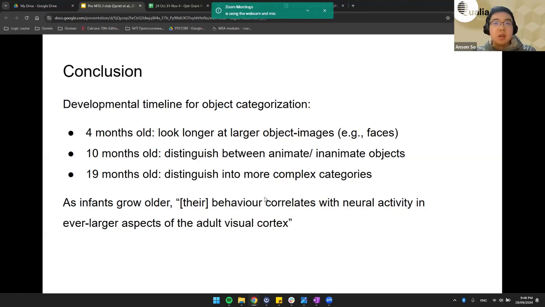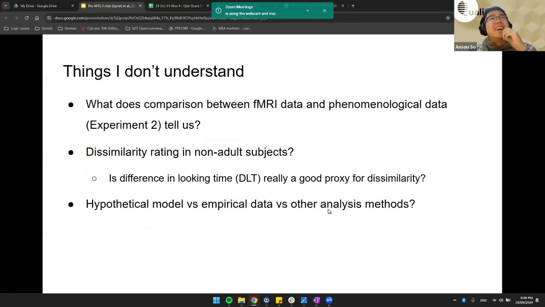And suddenly, I thought that was quite odd when they say that as infants grow older, their behavior correlates with the neural activity in larger aspects of the adult cortex. I find it a bit confusing as to how this conclusion makes sense, to be honest, and that also leads me to the things that I don't understand.